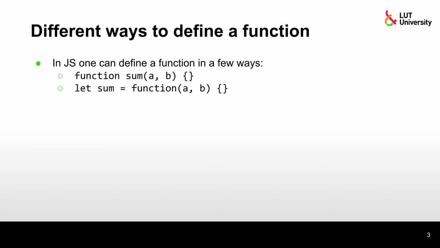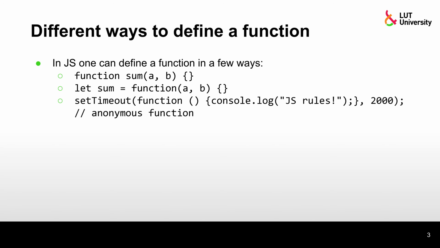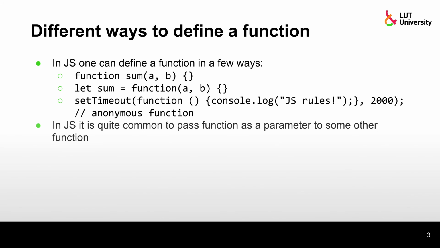It's just a variable. And then we have these anonymous functions. So here we set a timeout and give it a function that it will call after the 2-second time, so there are 2000 milliseconds. And here we do not have any name for this function. We have just an anonymous function, and the anonymous function itself will just print JS rules to the console. So that's an anonymous function.